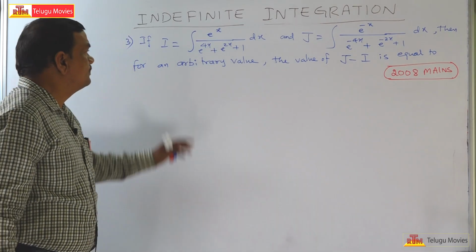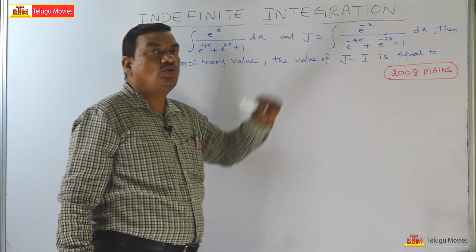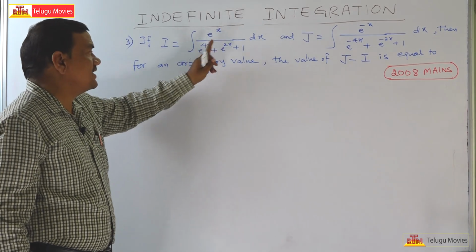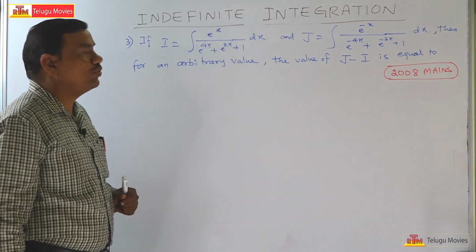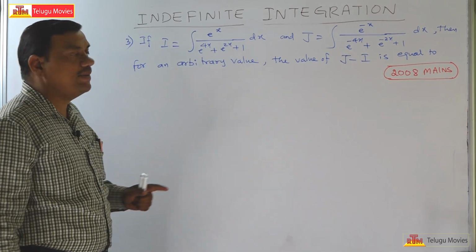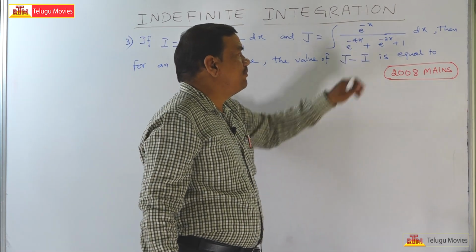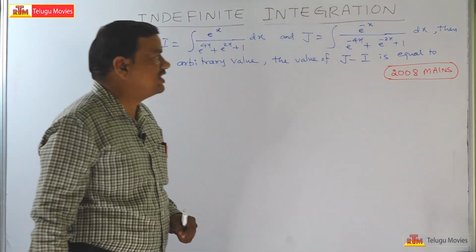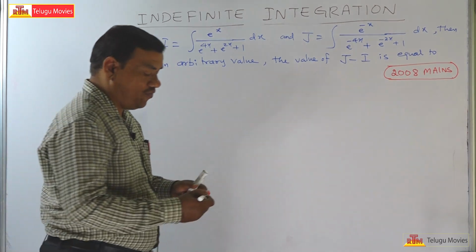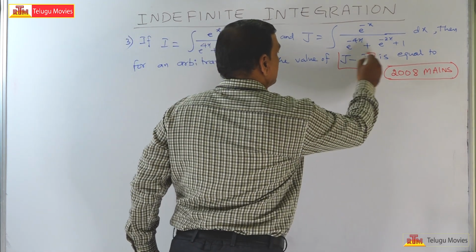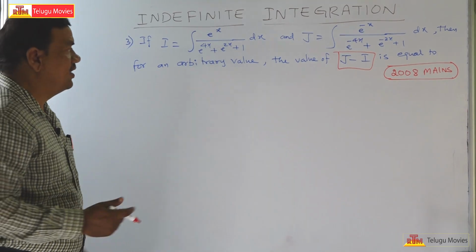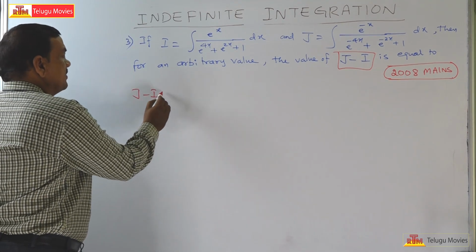Welcome to this problem. Here I and J, two separate integrals are given. Here I is equal to the integral of e power x upon e power 4x plus e power 2x plus 1, and J is a separate integral, that is the integral of e power minus x upon e power minus 4x plus e power minus 2x plus 1 dx. Then for an arbitrary value, he is asking for the value of J minus I. So that is the second integral minus the first integral. What is J minus I? Let us see here.